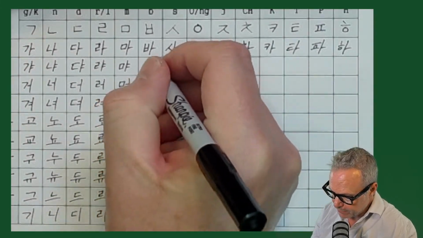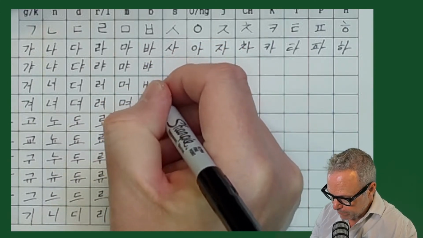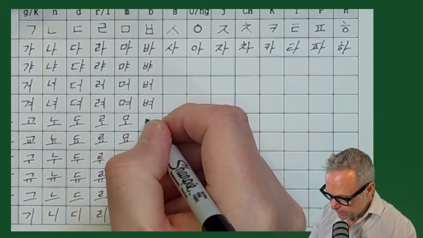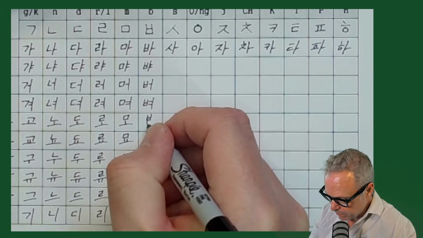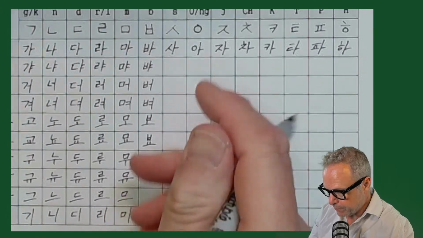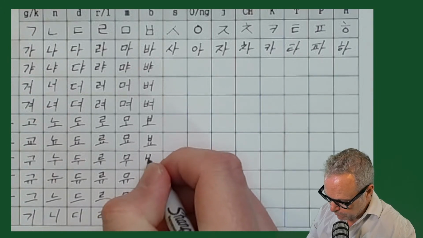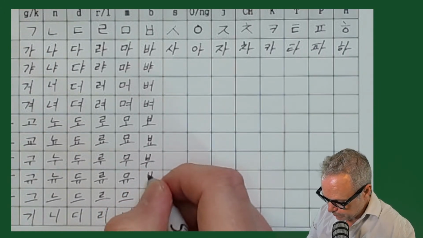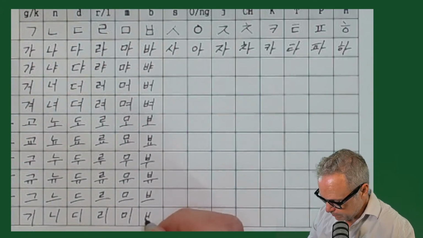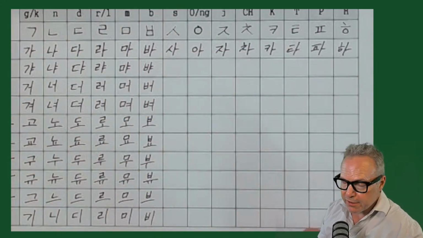All right, now we're back to Ba. Bya. Bo. Byo. Bu. Byu. B. Bi.